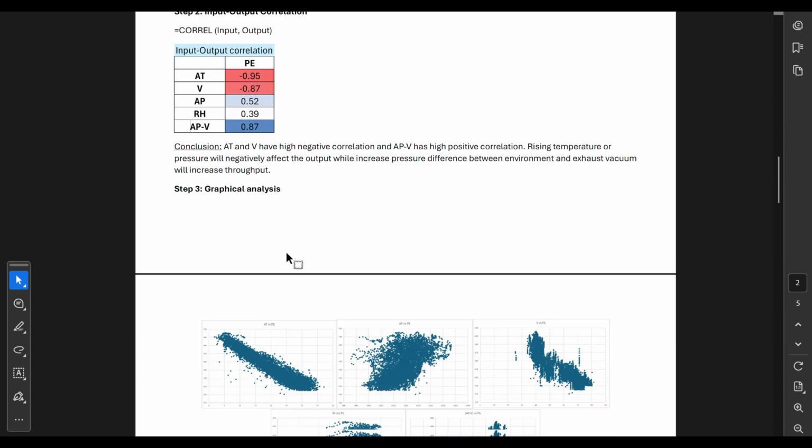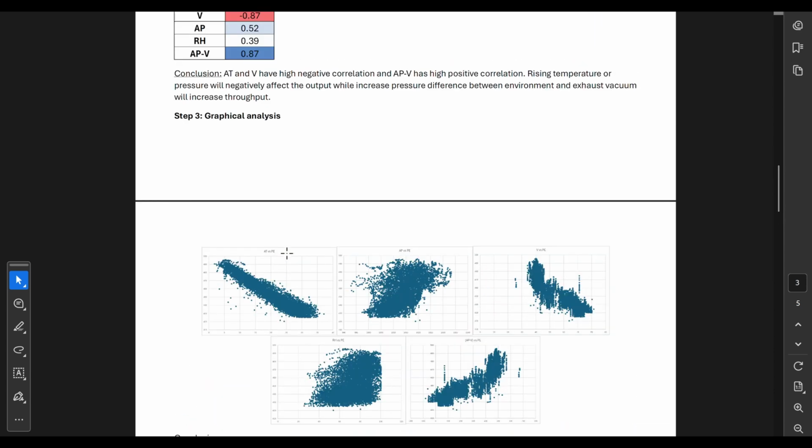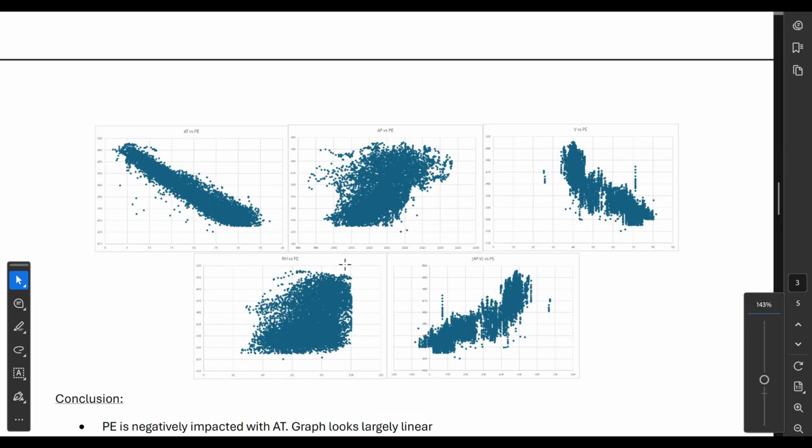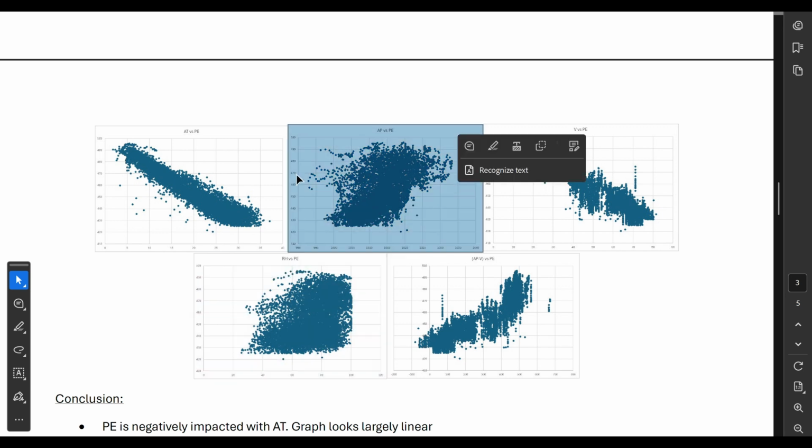Another thing that we do is a graphical analysis, and here I have plotted each of the input features against the output variable to visually see if I can identify any non-linearity in the relationship between the two. So while AP versus PE and RH versus PE, I'll just zoom in here, these two graphs seem to be more of a scattered plot.